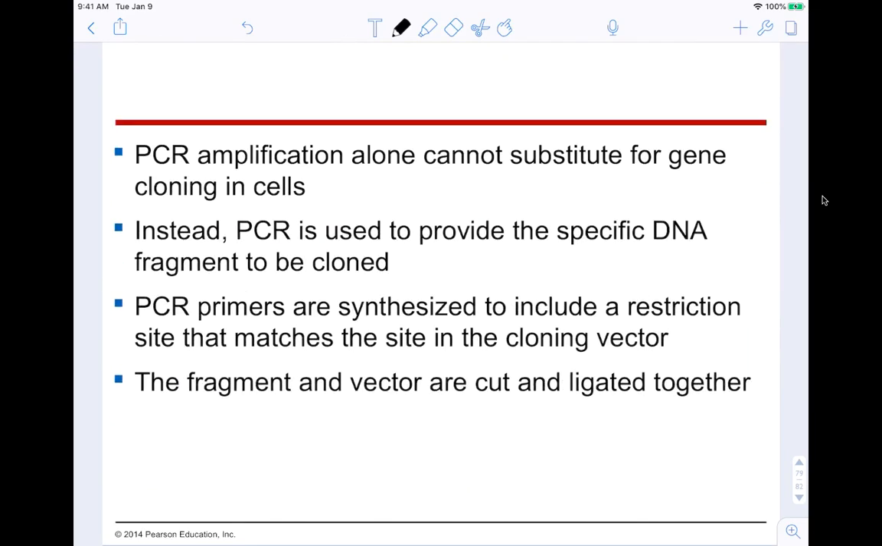So PCR amplification alone cannot substitute for gene cloning in our cells. Instead, PCR is used to provide the specific DNA fragment to be cloned. PCR primers are synthesized to include a restriction site that matches the site on the cloning vector. This way, it's easier to incorporate because it already has the correct site. So the fragment and the vector are cut and then ligated back together. That's how you have the plasmid that has the desired gene in it. And then you can go and implant that in a bacterial cell and it will grow there.